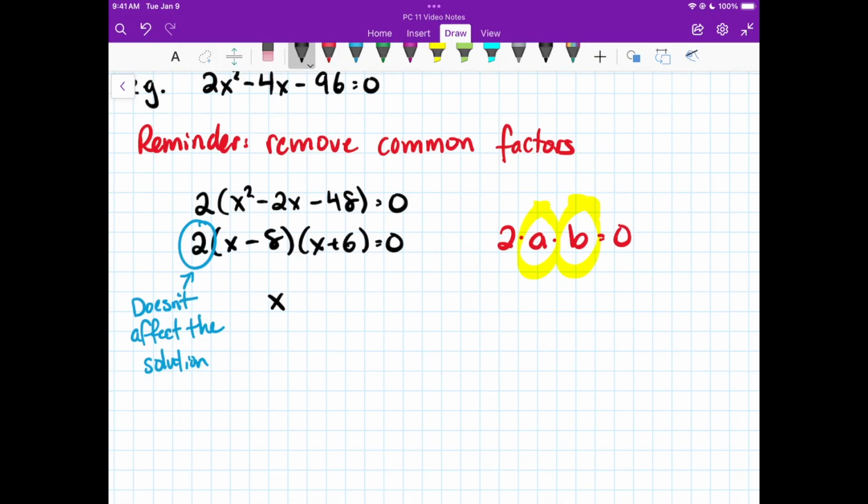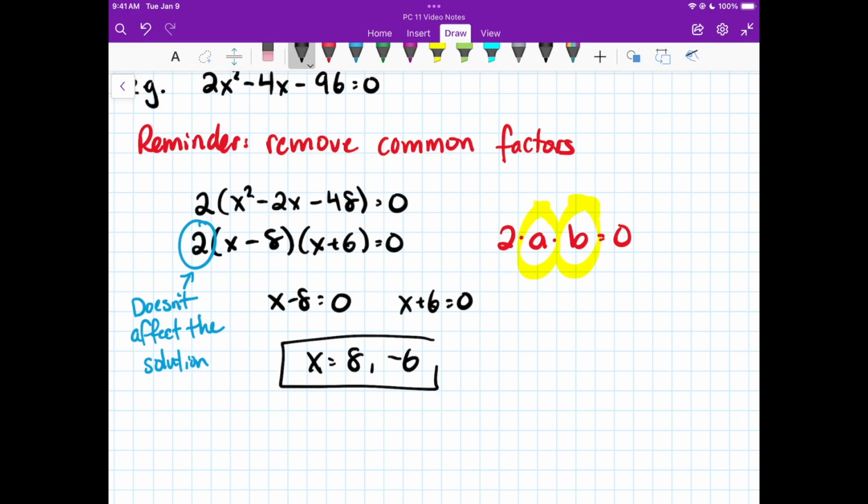So if we break this up, we've got x minus 8 equals 0, and x plus 6 equals 0, which gets me that x is either 8 or negative 6. And you can write your answers together like that if you want, nice and concise.